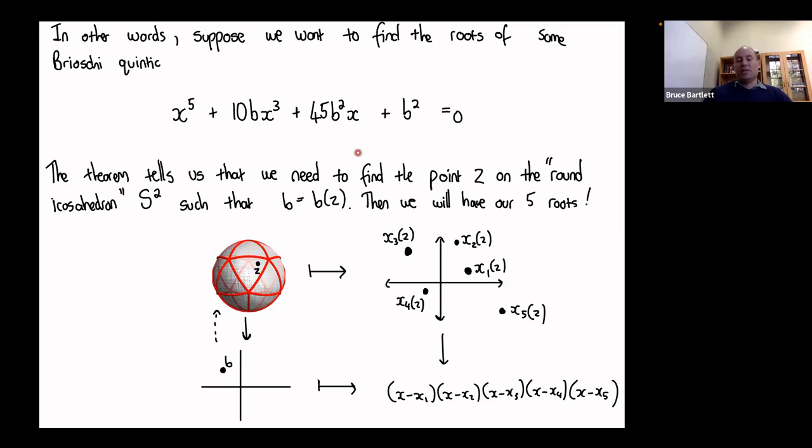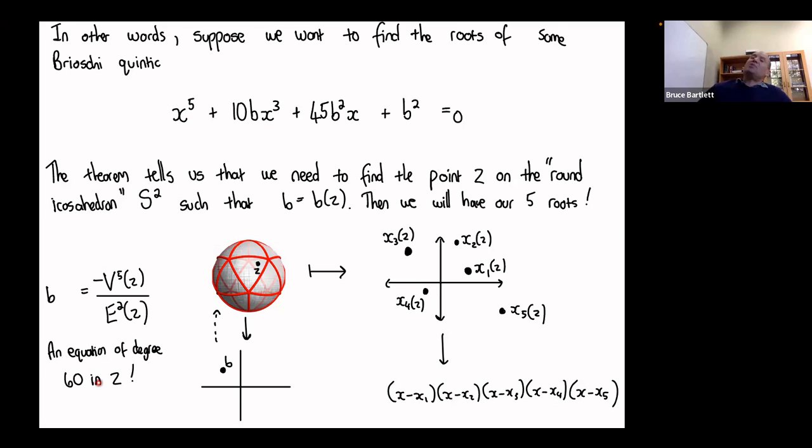Beautiful picture. So the only problem is that to go from b to z, I'm going to have to solve this equation here for z. Now, these guys here are order 60, so this is an equation of degree 60 in Z. So I'm trying to solve a quintic, which is of degree 5, and now I have to solve an equation of degree 60. That's not very helpful. But I'll show you in a second that it is actually very helpful.